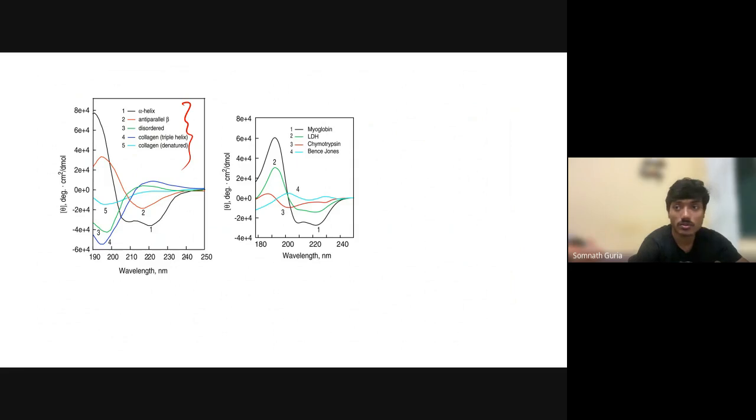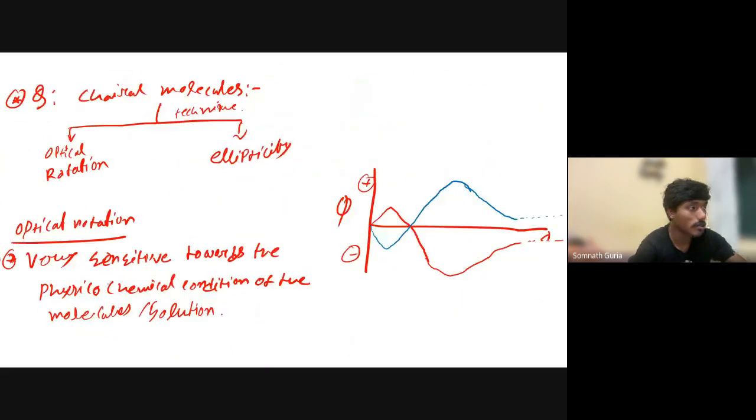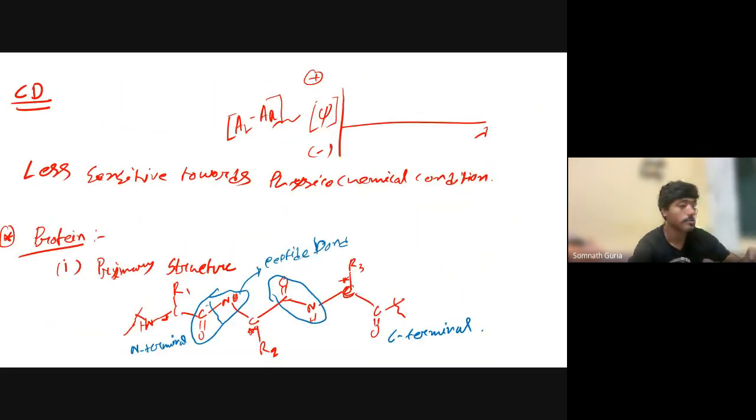So today, whatever we discussed, we had some discussion about the application of CD spectra: how we can differentiate and isolate one protein structure from another with the help of CD spectroscopy. As we know, our protein has four different structures: the primary structure, the secondary structure, the tertiary and the quaternary structure.